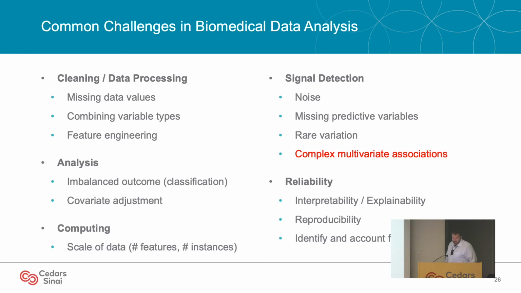Signal detection. We have to worry about noise in the data. How much actual signal is in the data? Have we collected all the important variables? Are we missing predictive variables? Another thing is rare variation. Some of our features, especially in genomics, might have very rare states. Do we bother including them? How do we go about including them so that we have enough power to actually detect something interesting? And then something that we specialize in a lot, how do you detect relationships in data when they're complex? And we'll go into more detail here.